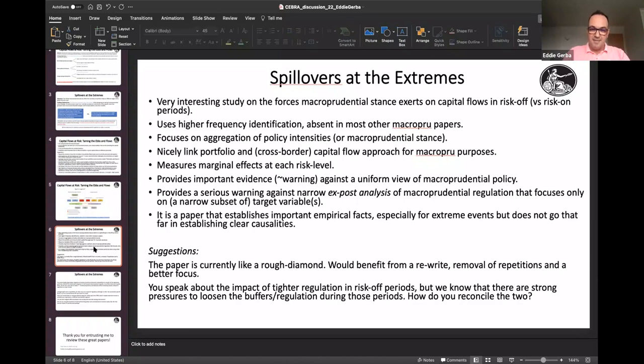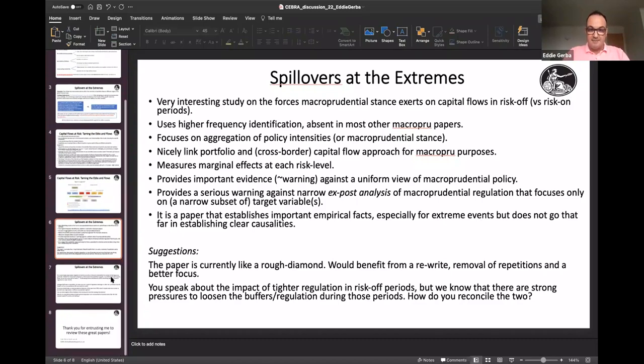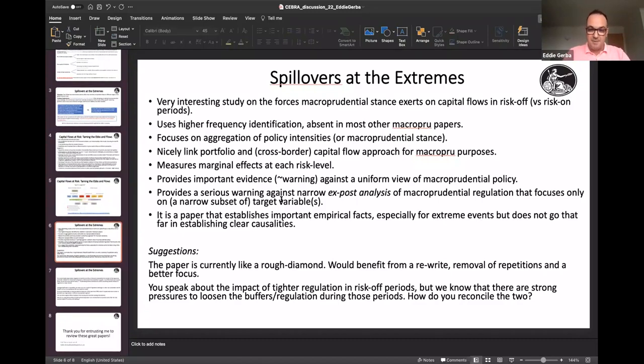and they might actually have serious impacts for the final choice. I think it's an important paper that establishes empirical facts, especially on extreme events, but does not go that far in establishing clear causalities. I understand that's maybe where you want to stand.